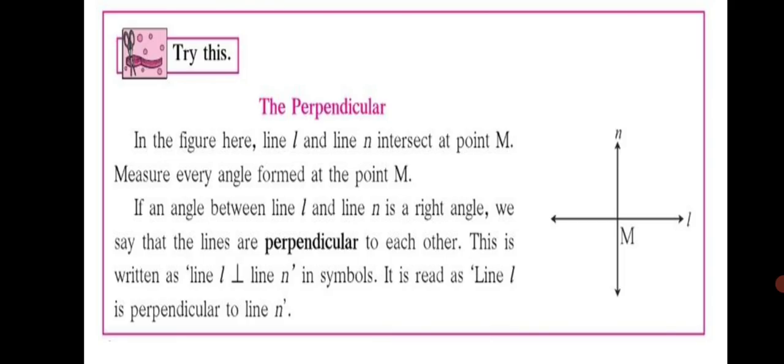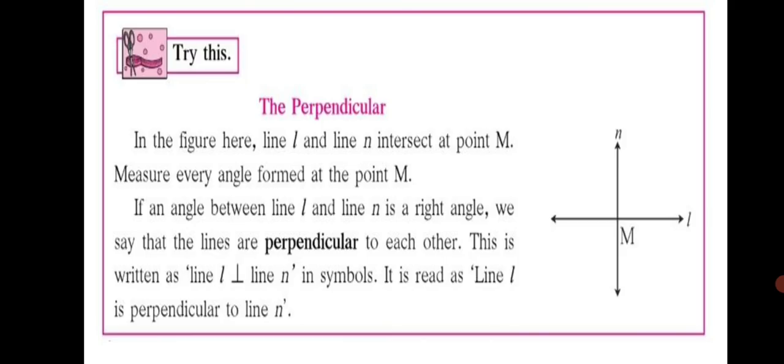So if an angle between line L and line N is a right angle, we say that the lines are perpendicular to each other. This is written as line L, like this symbol, and then line N. So this is the way it is written in symbols. It is read as line L perpendicular to line N.